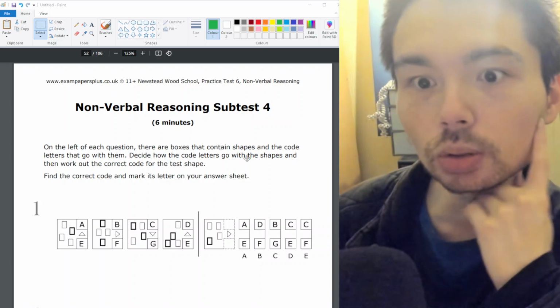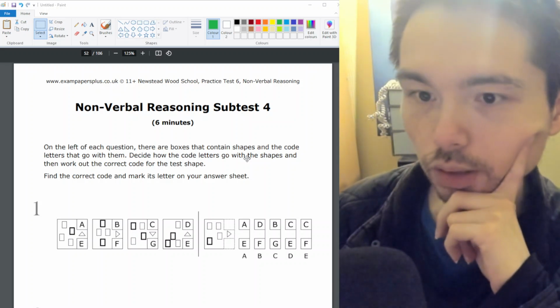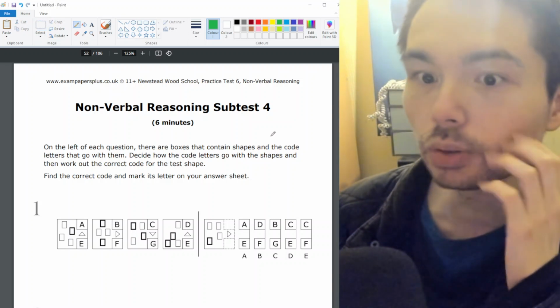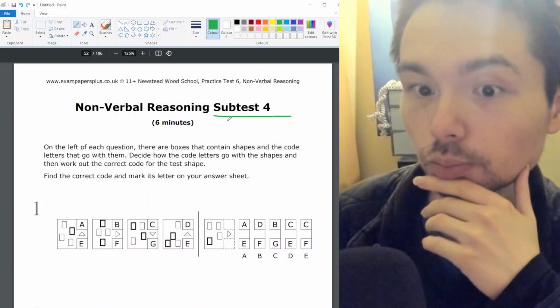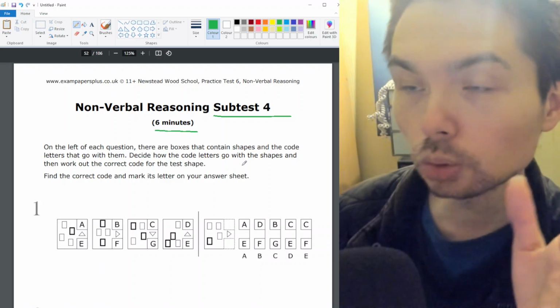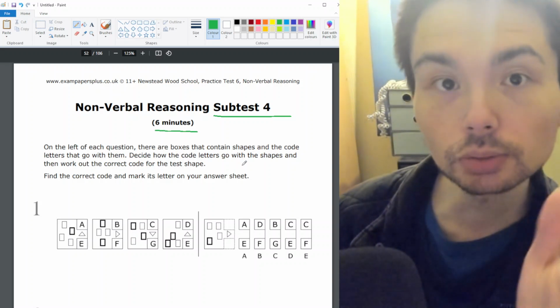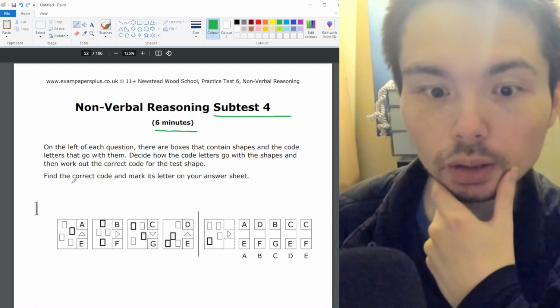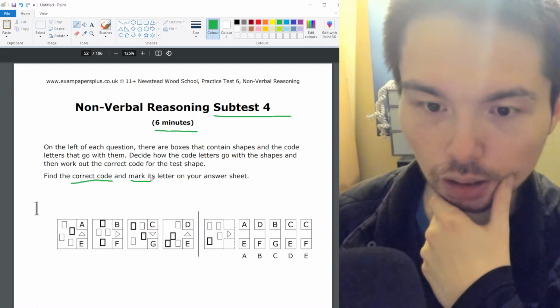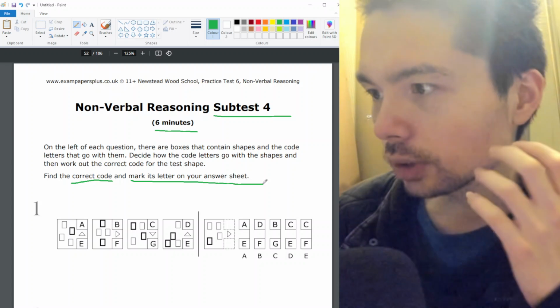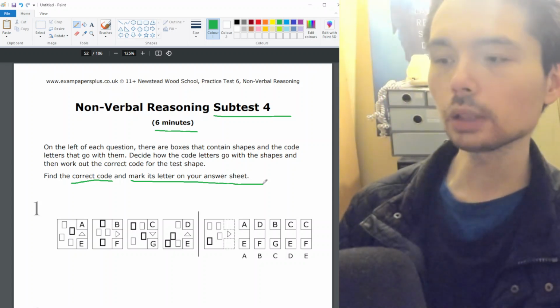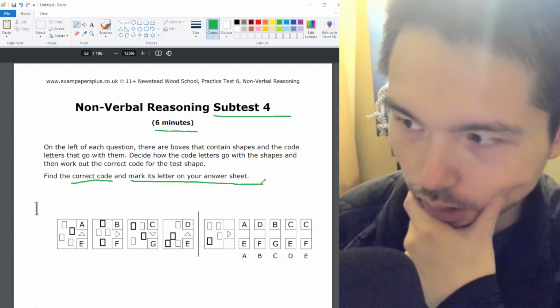Newstead Wood School. Practice test 6, subtest 4. 6 minutes for 12 questions. Normal rate for Newstead. Think of it, 30 seconds a question. Here we go. Find the correct code and mark its letter on your sheet. Every single question you can pause, have a go, and then unpause the video, and then I will go through it.